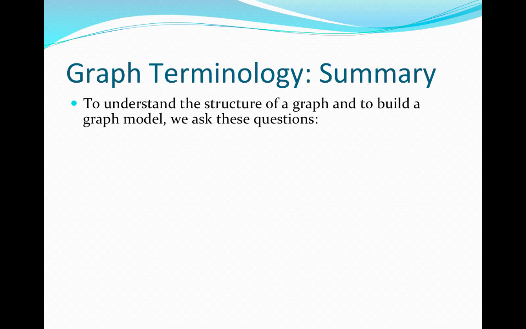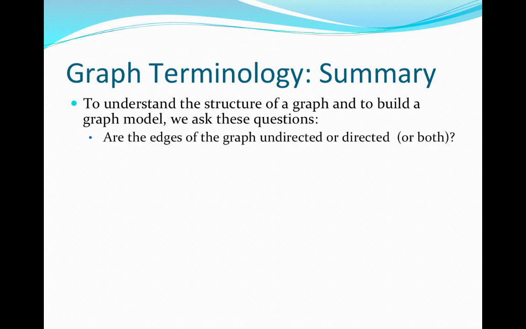Okay, so after you have developed the understanding of what a graph is, the various terminology, and are starting to look at various graph models, there are a number of questions you need to ask yourselves in order to determine exactly which graph will be used to model the situation you're looking at. So the first question to ask is, are the edges of the graph undirected or directed or both? So does the direction of the relationship between the vertices matter or not?